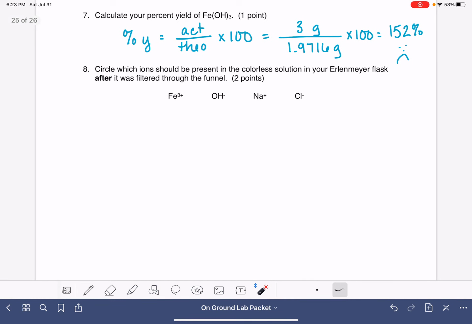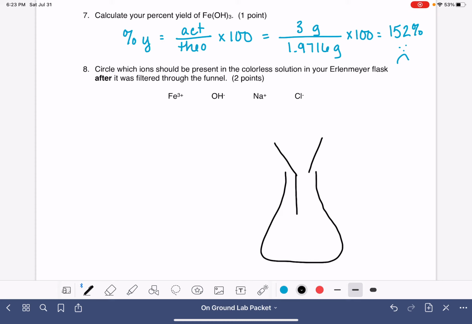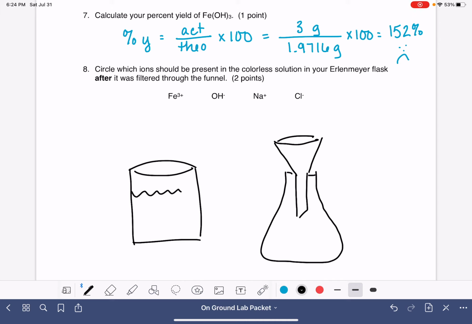And then the last question is asking you to identify which ions should be present in the solution after it was filtered. So I'm going to draw a picture. It's probably not going to be great. Here's the Erlenmeyer flask. That's a really good looking flask. And here is the funnel. And that's a good looking funnel too. And then also, you performed the reaction, so you've got a beaker, and in your beaker you've got that colorless liquid with the solid down at the bottom, which is a brown color.